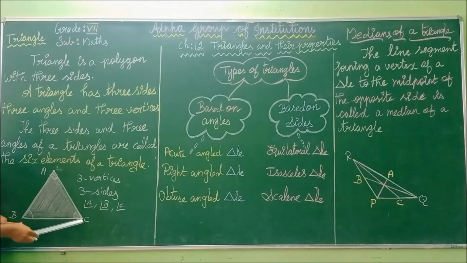Similarly, CA is the side opposite to vertex B. And which is the side opposite to the vertex C? Yes, very good. AB. AB is the side opposite to the vertex C. Do you understand, children? Okay.